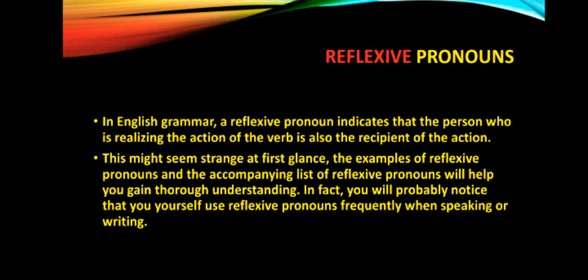In English grammar, a reflexive pronoun indicates that the person who is performing the action of the verb is also the recipient of the action. Now this point will be further clarified by the use of examples, but try to understand this. A reflexive pronoun goes back to the subject, to the antecedent. Whoever is doing it, he or she is affected by it. This might seem strange at first glance. The examples of reflexive pronouns and the accompanying list will help you gain a thorough understanding.